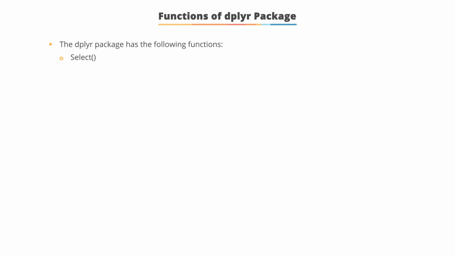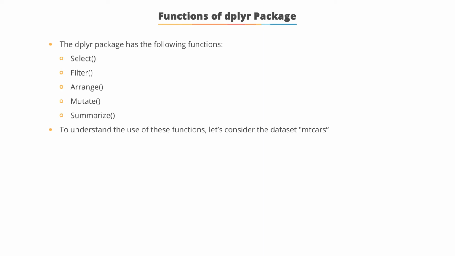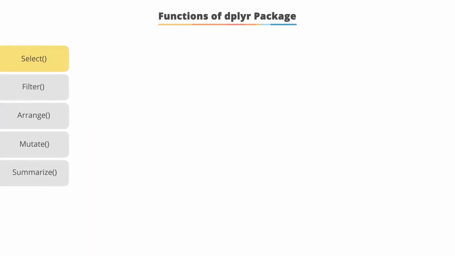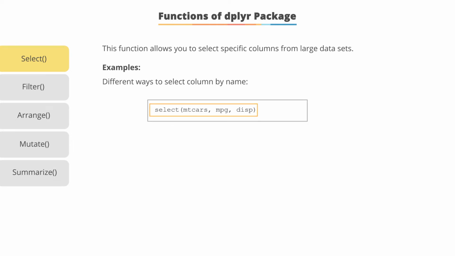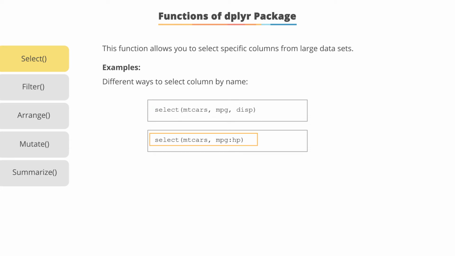If we're going to go into each of these functions, let's look at a built-in dataset within R called mtcars. mtcars is a built-in data frame with car data. So let's look at the select command. If we wanted to select columns by name, we're selecting from the mtcars data frame, and we want the columns mpg and disp, displacement. We could also specify columns as a from-to. So here, again, we're selecting from the mtcars data frame, but we want all columns between mpg and hp.